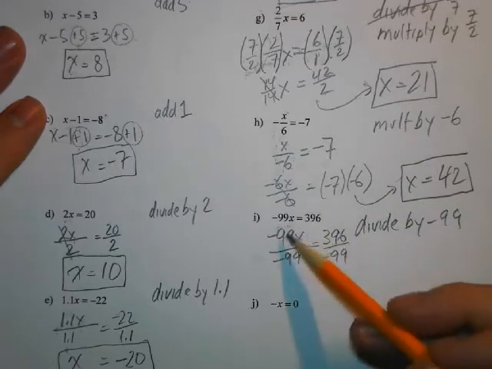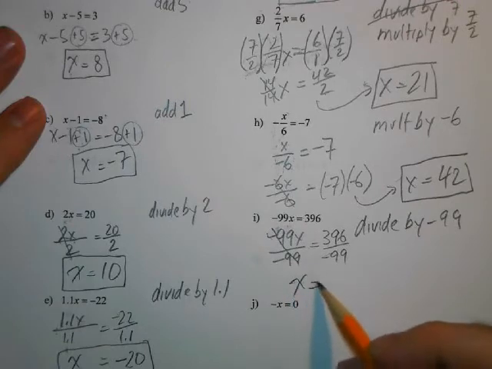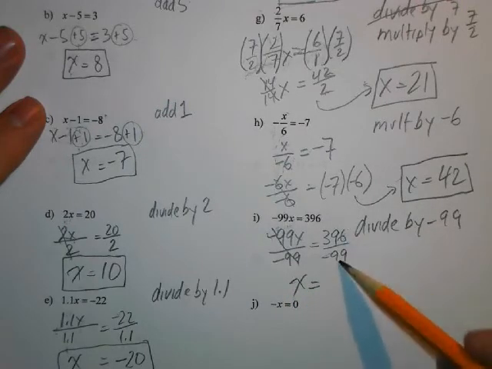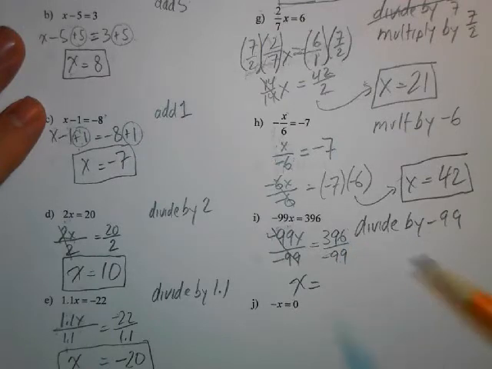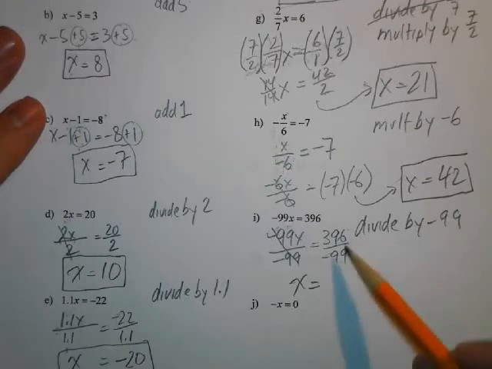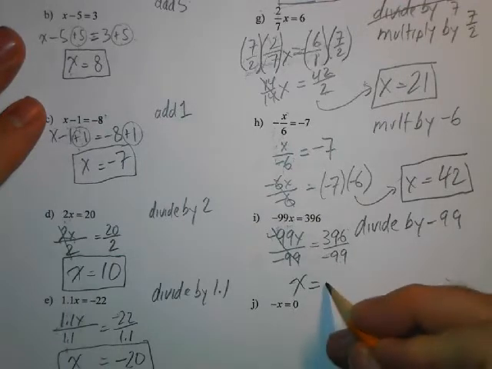Okay, so now when I simplify this, I can see those two will cancel. Okay, and when I divide this out, I would definitely use a calculator, unless you're really confident. This actually works out to a nice number. This is going to be negative 4.